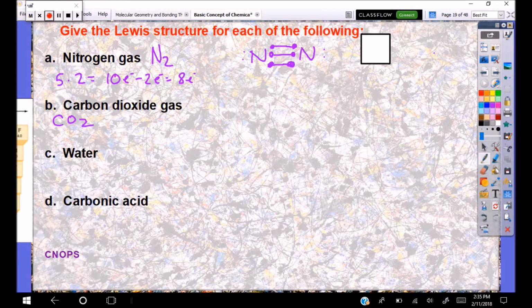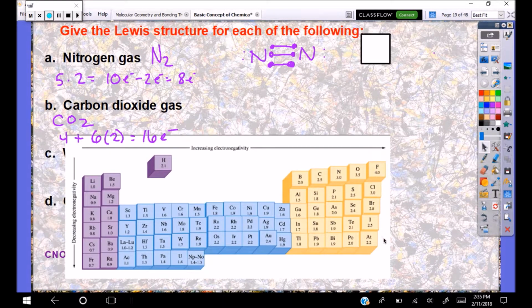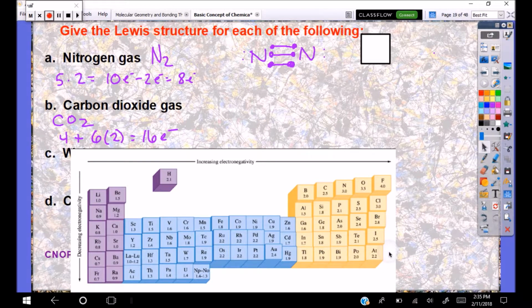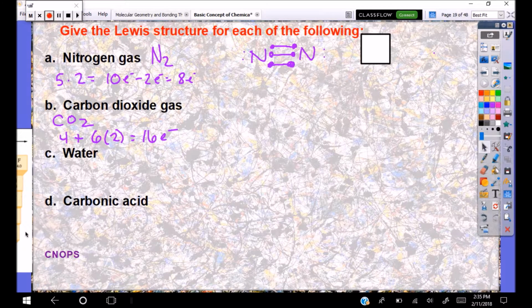Okay. Carbon dioxide gas, CO2. All right. Total, we've got 4 valence for carbon, and then we've got 6 valence per oxygen times 2. That's going to give us a total of 16 electrons. Now, to figure out which one goes in the center, again, we have to look at which one is least electronegative. Oxygen is 3.5, that is the most, in comparison to carbon, which is only 2.5. So carbon is going in the center here.